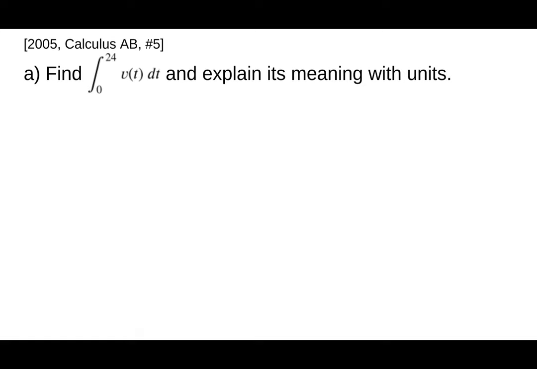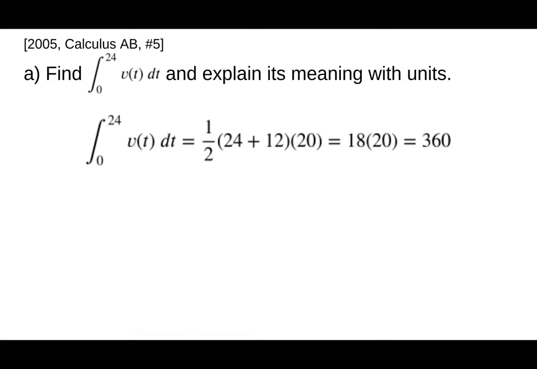In part A, we are asked to find the value of the definite integral from 0 to 24 of the velocity function v of t dt and explain its meaning with units. All right, so the integral would just be the area under the curve of the velocity.